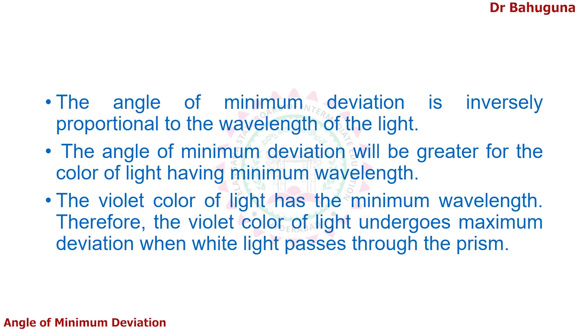The angle of minimum deviation is inversely proportional to the wavelength of light. The angle of minimum deviation will be greater for the color of light having minimum wavelength. That is nothing but violet. The violet color of light has minimum wavelength. Therefore, violet color of light undergoes maximum deviation when white light passes through the prism.